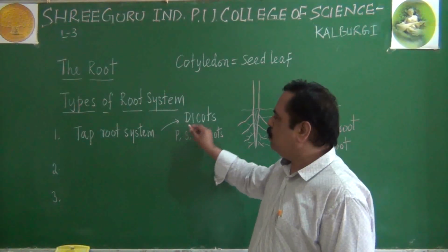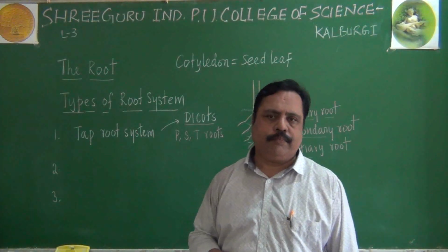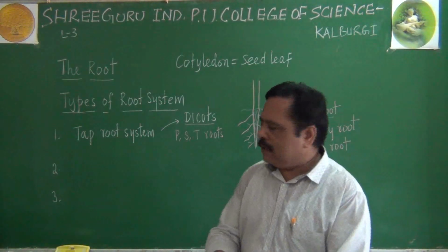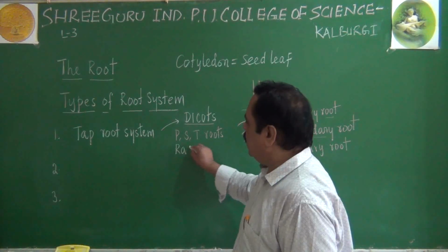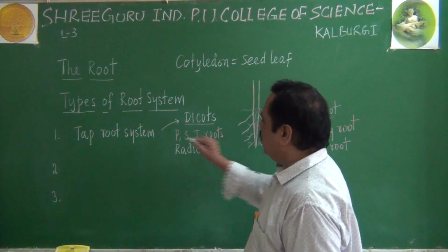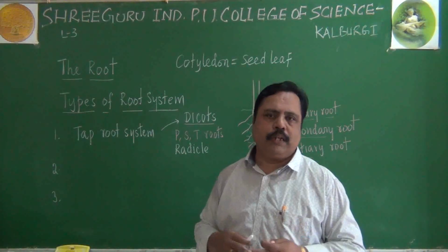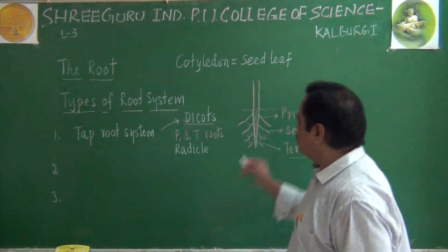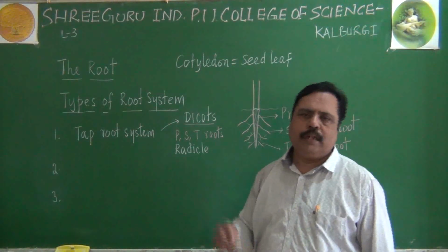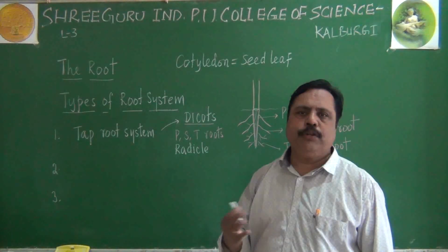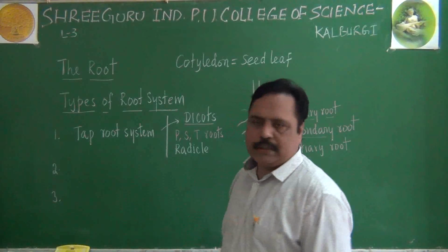Where do we find taproot system mainly? It is found in the dicot plants. Further, this taproot system also originates from the radicle only. Especially the primary root will originate from the radicle of the seed. The stem will originate from the plumule. Anyhow, this is regarding taproot system.